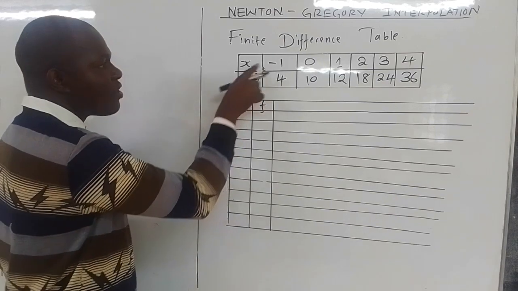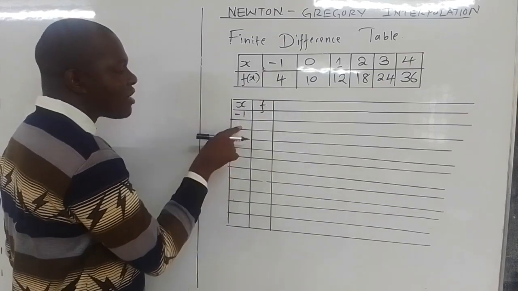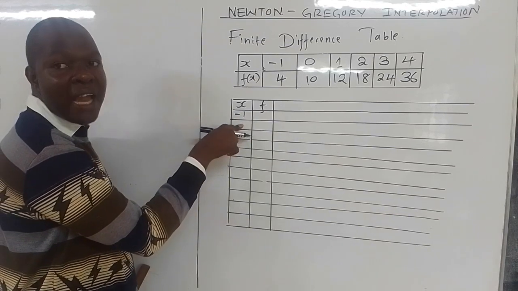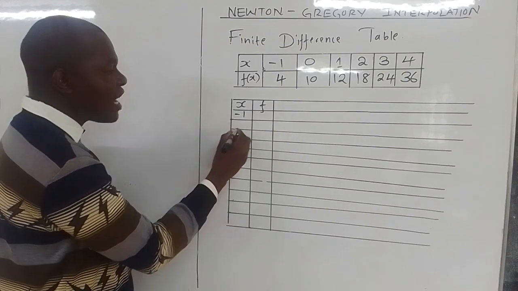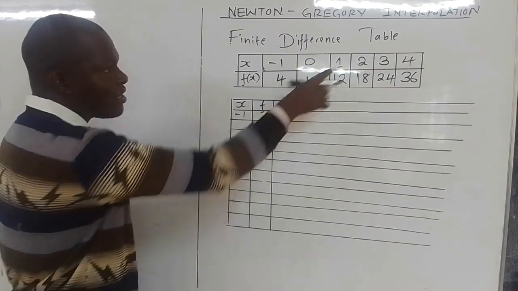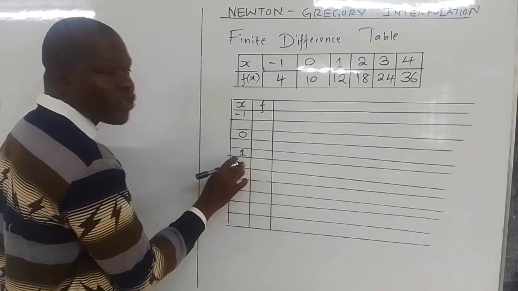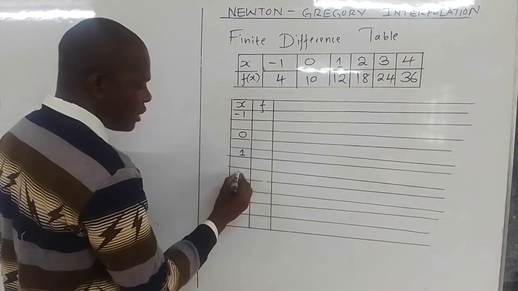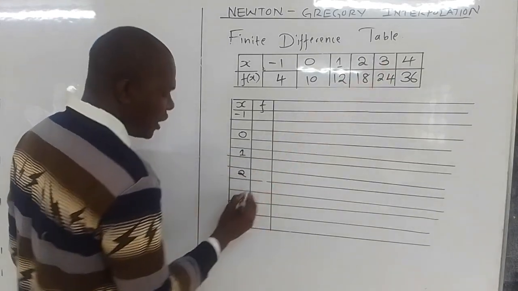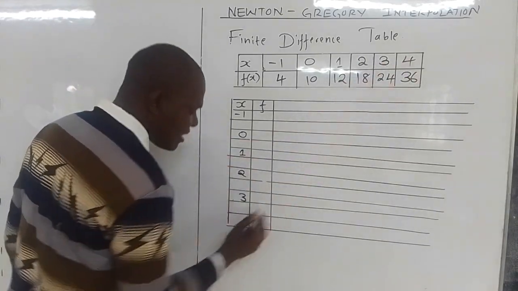So the x values, the first x value is -1. Are you seeing that? So once you write -1, you skip 1. Then the next is 0. Then you skip 1. Then the next is 1. Then you skip a row. Then the next is 2. Then you skip a row. Then the next is 3. Then you skip a row. Then the next is 4.